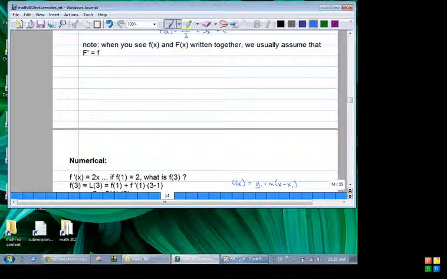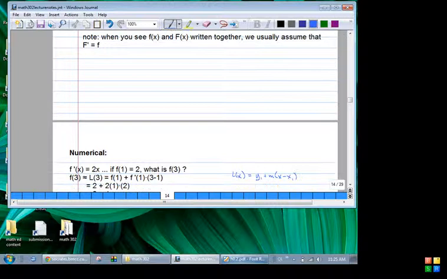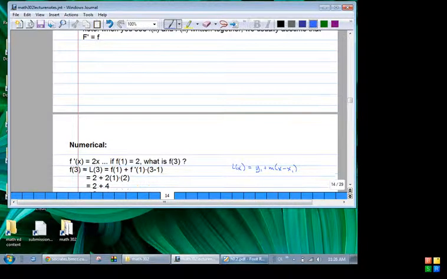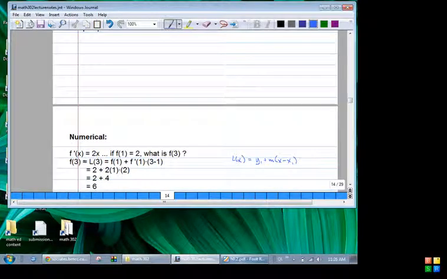Okay, so now we plug all these things in. f of 1 we know is 2. f prime of 1 is just 2 times 1 from the formula for f prime, and then you've got 3 minus 1 in there. Okay, work that all out, and you get f of 3 is approximately 6. But again, we know this is not a good approximation.